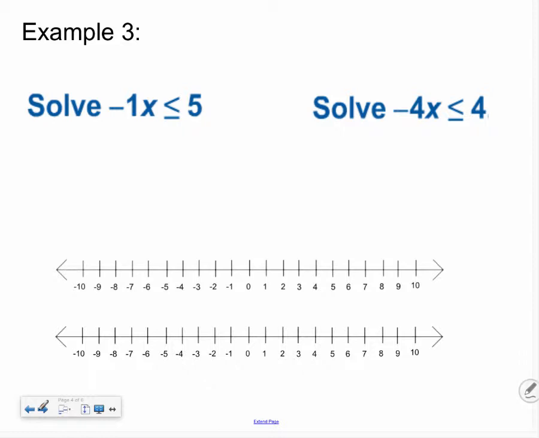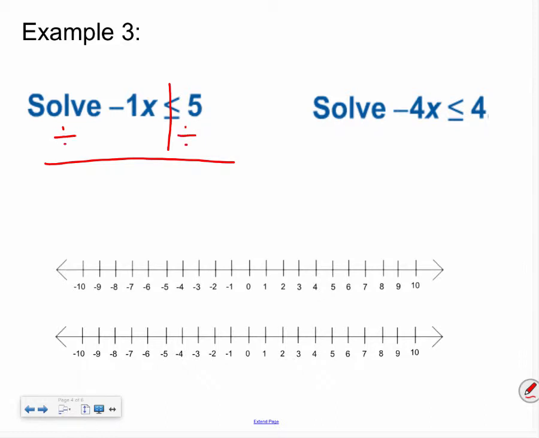So if I want to solve this equation, I have negative 1x is less than or equal to 5. If I want to solve this, what operation am I going to do? I'm seeing negative 1x. I'm not seeing an operation there. That means we're multiplying. So to undo multiplication, we are going to divide.